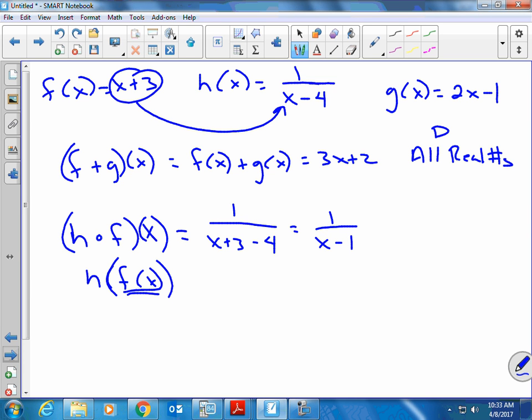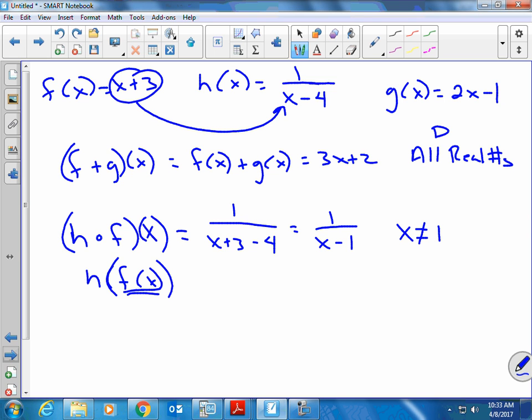Does that one always work? Is the domain for this equation all real numbers also? Think about where the problem was last time. The problem is I can't divide by 0. Not possible. So the question you have to ask yourself is, is there a time when the bottom will equal 0? Is there a value for x that will make the bottom 0? Yeah, 1. So x cannot equal 1.